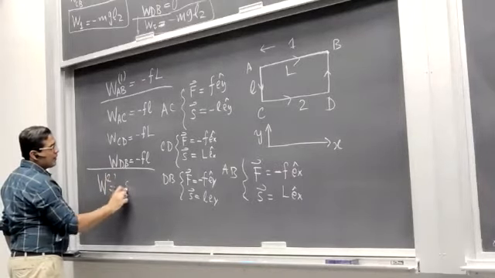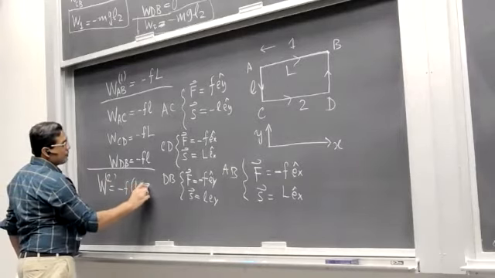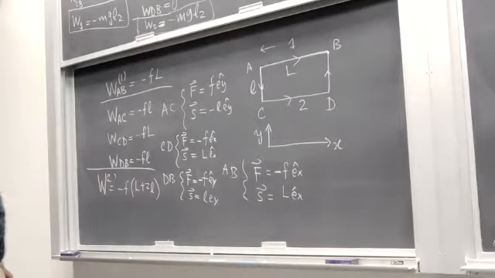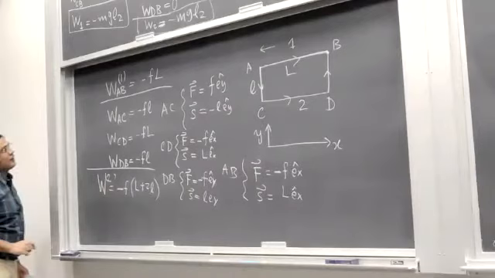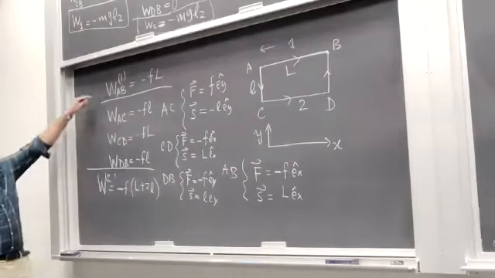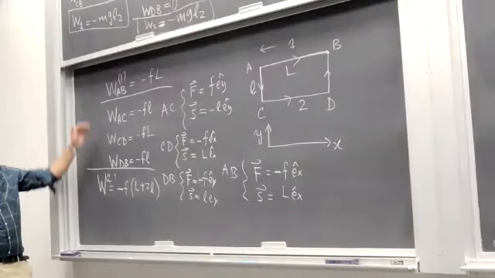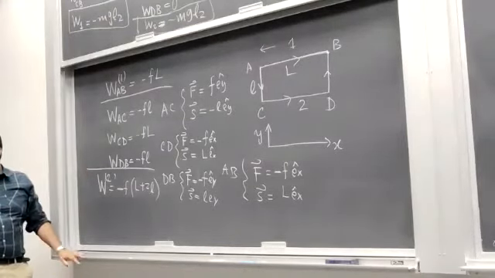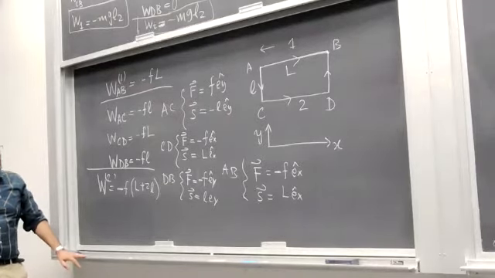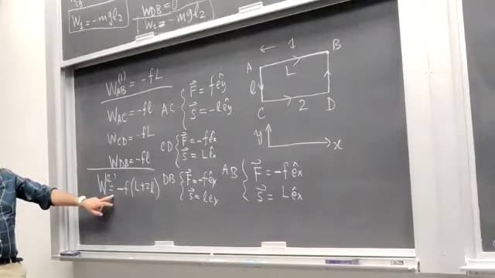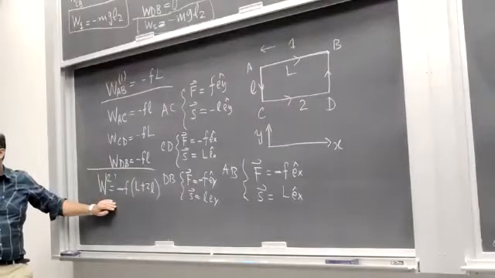And what would be all the work done along path 2? It would be minus FL plus 2L, right? So this was if we went along path 1, and this would be the work done if we went along path 2. Do you see any difference? Yes sir, the work done on path 2 is more in comparison to path 1. Yes. So the work done depends on path.